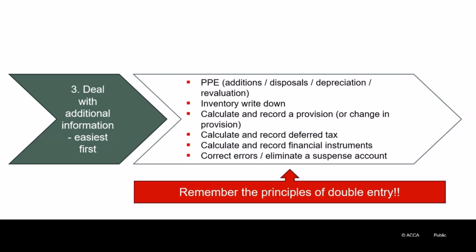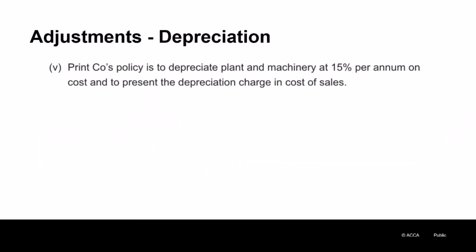Whichever adjustment you are dealing with, remember that you have to pass the double entry for these adjustments. The trial balance figures were placed only in one place in the financial statements, but for all of these adjustments, you need to pass the double entry and place the debit side and the credit side in the appropriate place, whether it is in the format of financial statements or in the workings.